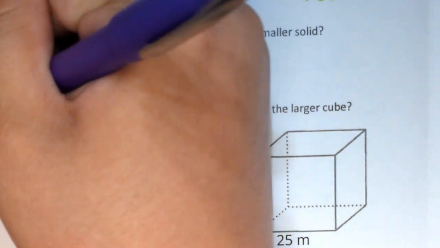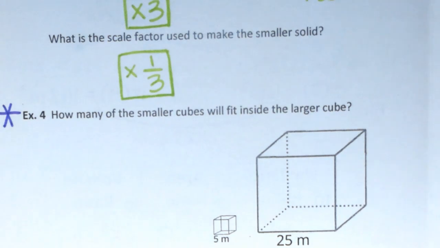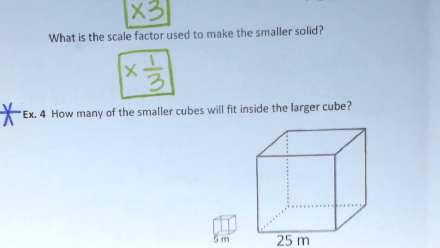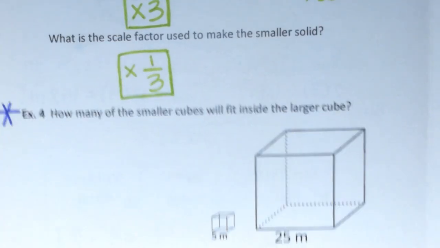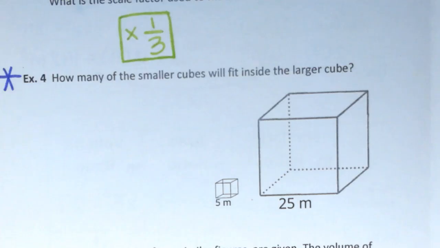This next question is a test question. How many of the smaller cubes will fit into this large cube? Anybody want to guess just right off the bat? Why 125? Huh? Just a random guess. Well, why? It has a 5 in it? Well, where does 125 come from?